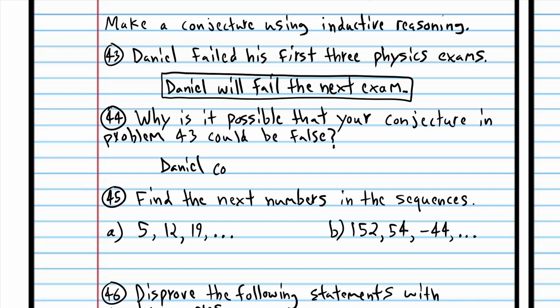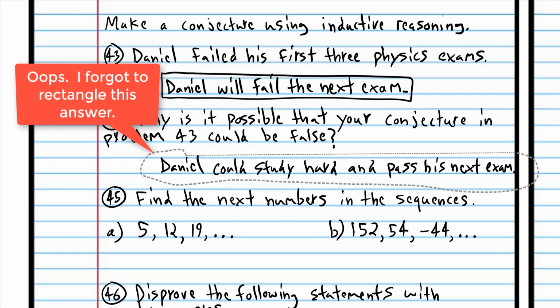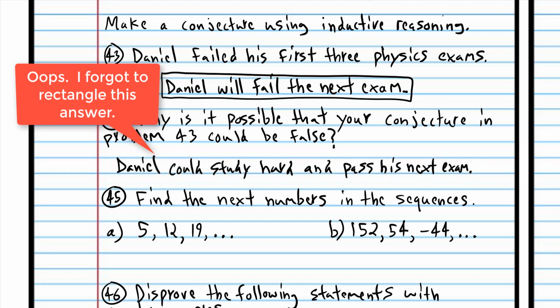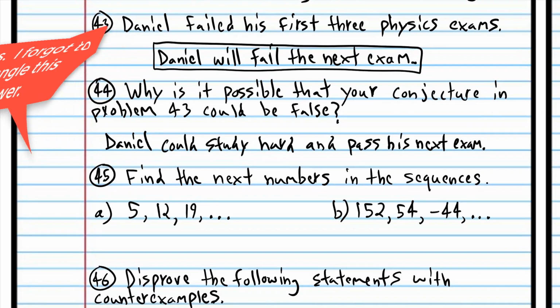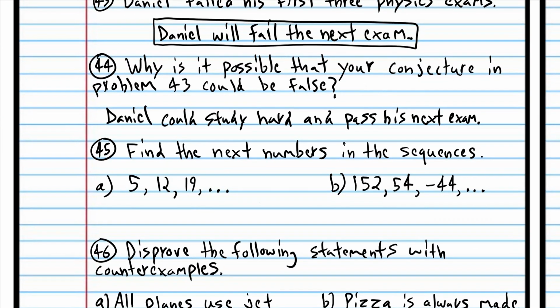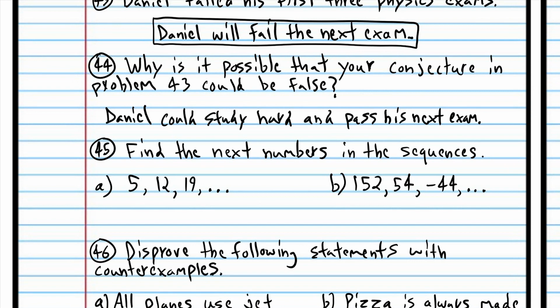Daniel could study hard and pass his next exam. That is possible. Remember, inductive reasoning is flawed because it's based on limited information. We don't know everything about Daniel. He could do some things that would surprise us. Conjecture has the ability to be flawed. So inductive reasoning is not as strong as deductive reasoning. It's important to understand that.